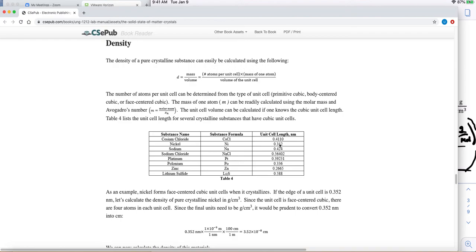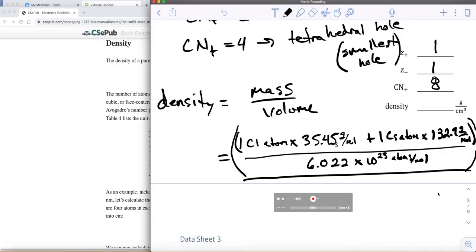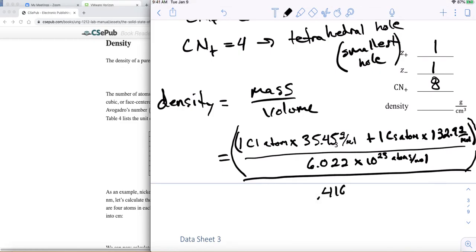So for cesium chloride, the edge length is 0.4110 nanometers. So I can come over here and just write 0.4110. But I do want it in centimeters, right? We said earlier that if I just multiply by 10 to the minus 7, that's the conversion from nanometers to centimeters that I had shown before. So this is now in centimeters, and I'll have to cube that to get my volume.